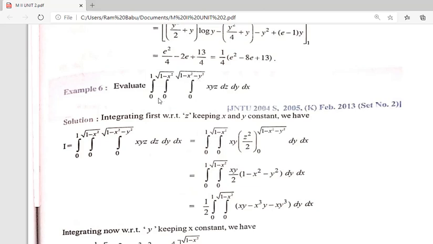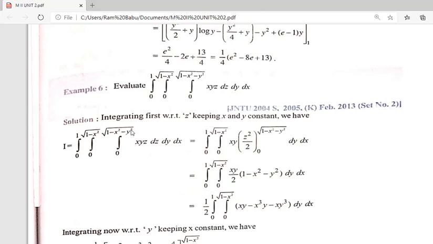Therefore, here y is equal to 0 to root of 1 minus x square, because here the limit is a function of x. We have already considered z. Therefore, we have to consider y equal to 0 to root of 1 minus x square. Here x equals 0 to 1, xyz dz dy dx.